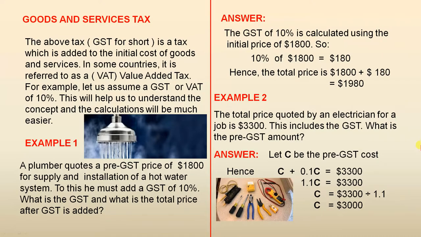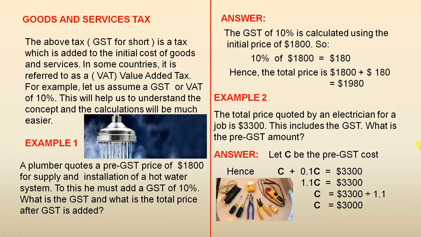Goods and Services Tax. The above tax, GST for short, is a tax which is added to the initial cost of goods and services. In some countries, it is referred to as a VAT, value added tax. For example, let us assume a GST or VAT of 10%. This will help us to understand the concept and the calculations will be much easier.